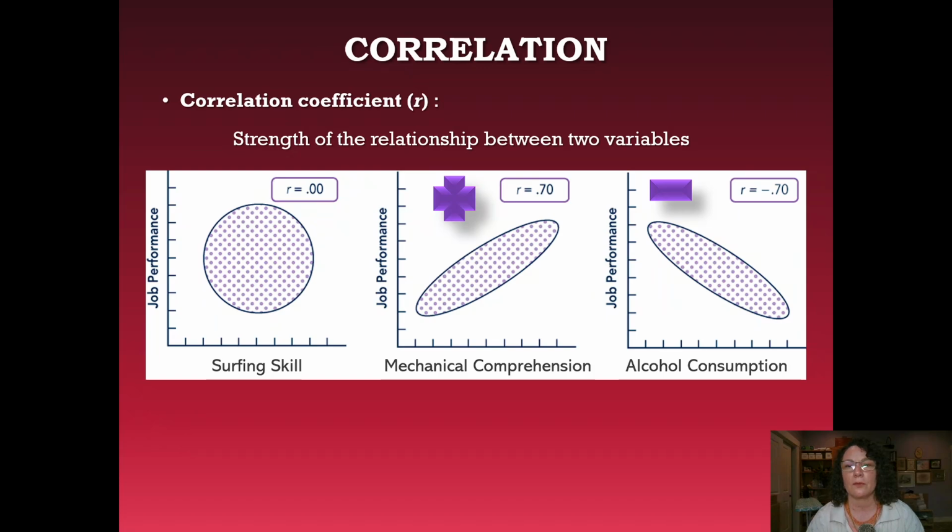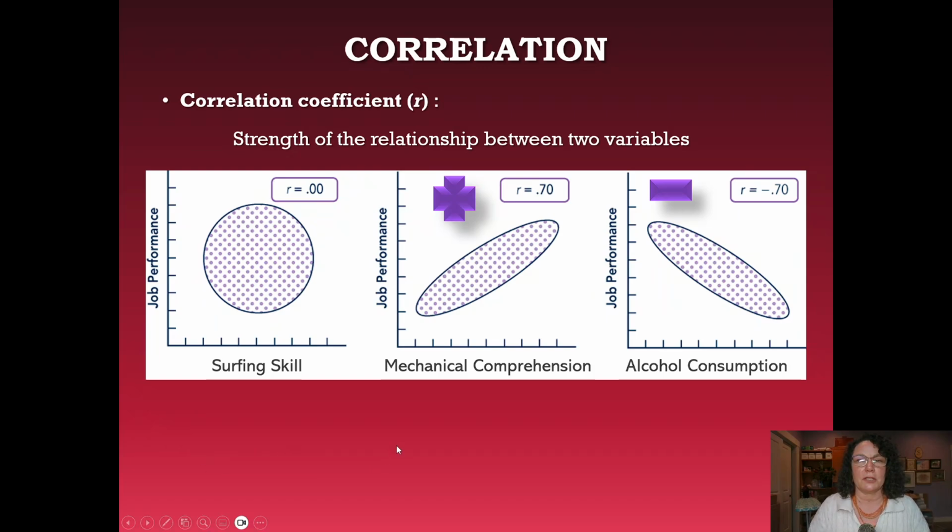If you go to the one on the right, we've got alcohol consumption as our correlated variable, and we're seeing a negative correlation. So again, it's a 0.7 value. So the oblong looks very similar, but now it's tilted a different direction. And what we're seeing here is that people who consume the least alcohol seem to be performing the best on the job, and the people who consume the most alcohol are doing the worst on the job.